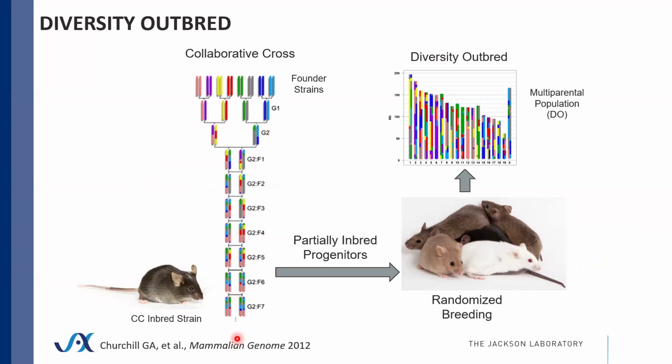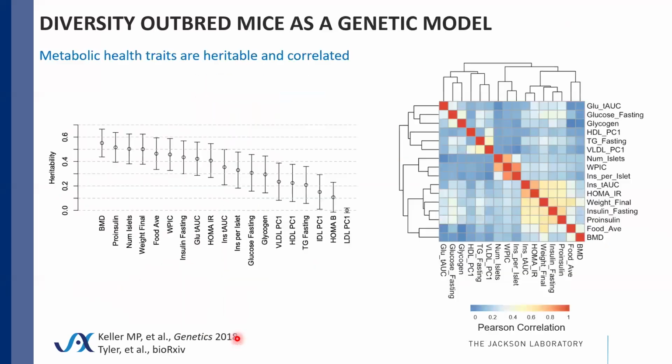Animals were taken from the CC inbred breeding pipelines, partially inbred. We had randomized breeding, and now we get these heterozygous mixed outbred populations. That's an example genome from a fairly early generation. We're on generation like 50 now, so the recombination is maximally achieved by this point, more or less.